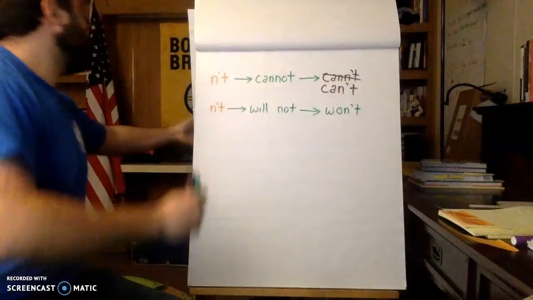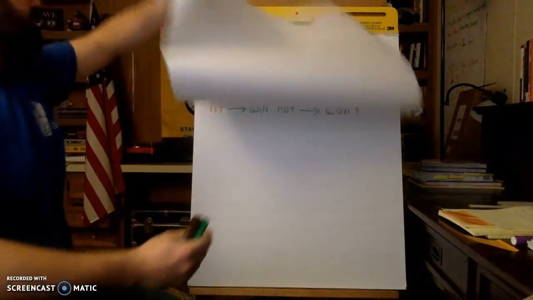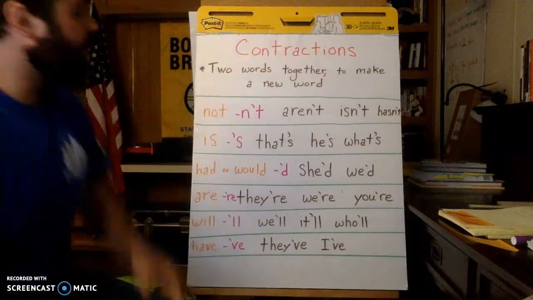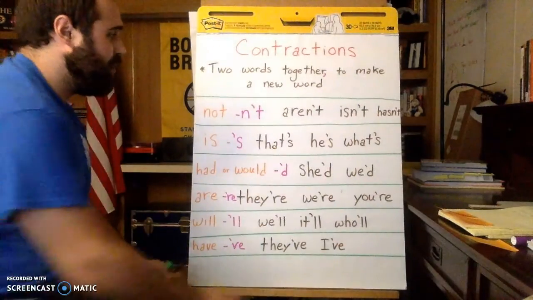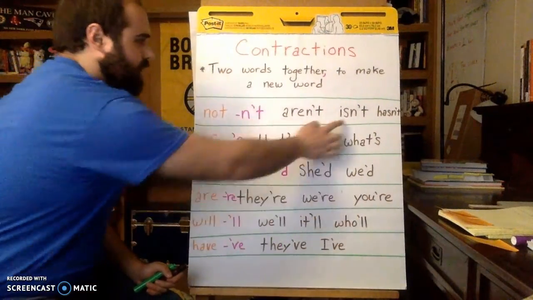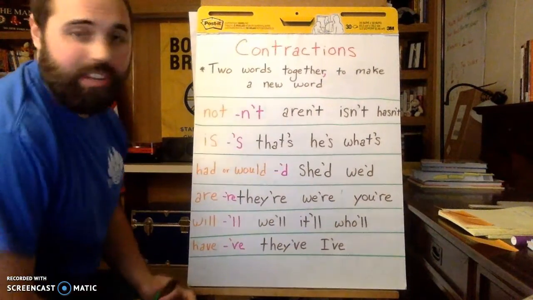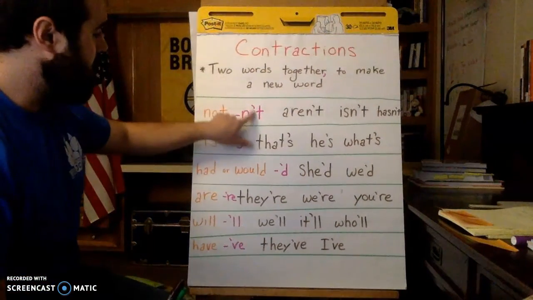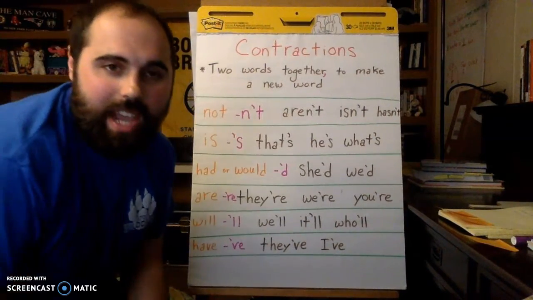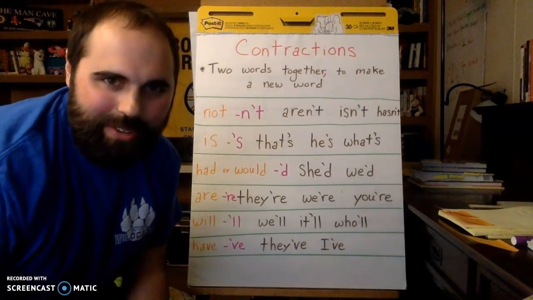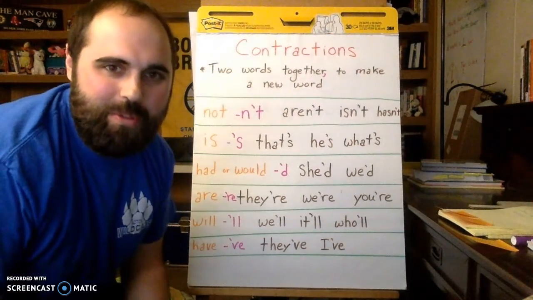Just a quick review now. Let's go back to the first page. Contractions are two words together to make a new word. So when you're combining words like is and not, we can turn not into n apostrophe t, isn't. It's kind of like math, but for words. Two words equal a new spelling.